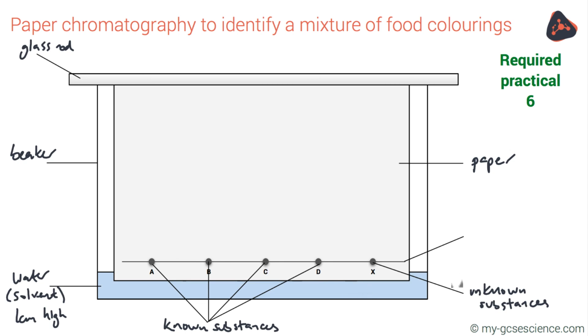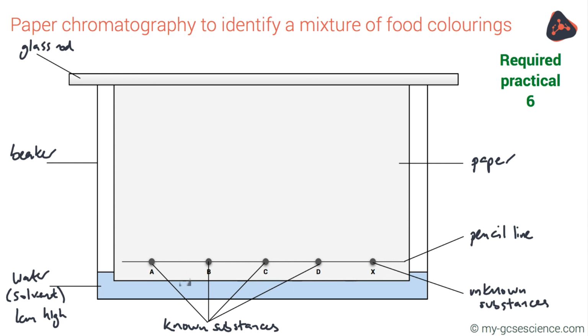So first of all, with your blank piece of paper, draw a horizontal line about 1 centimetre up from the bottom of the paper and make sure this is in pencil. It's important that it's in pencil because if it was in ink, then the solvent might also dissolve the ink and it will mess up your chromatography. But pencil doesn't dissolve in water, so it's a good thing to use as a reference point.